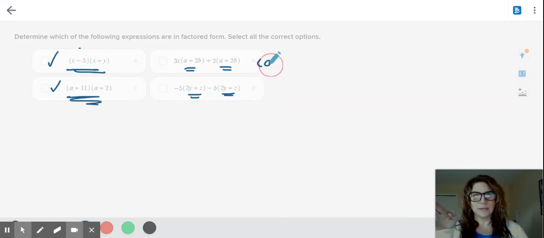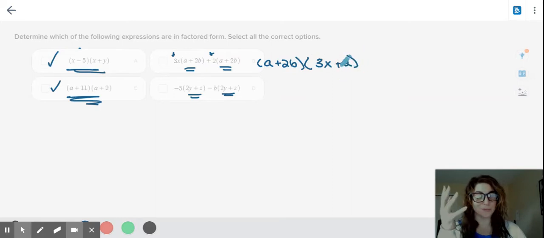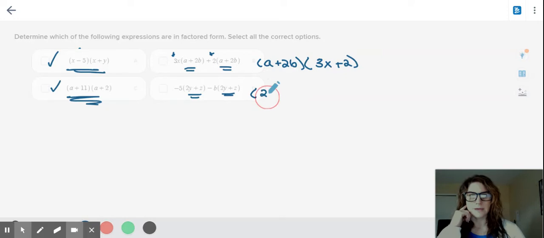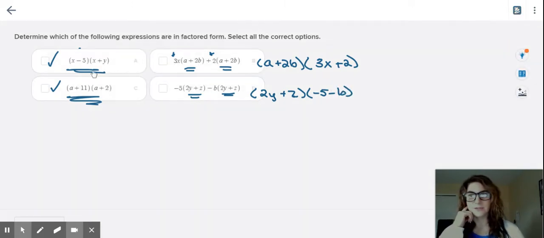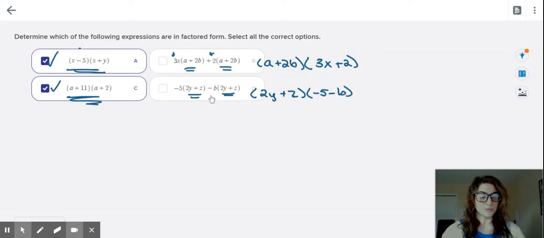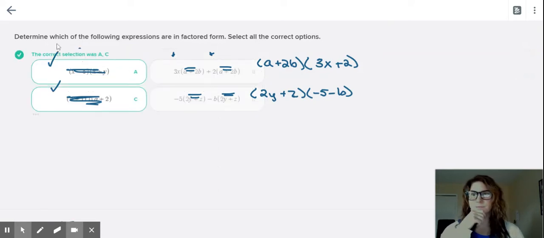And these would be a plus 2b, and then the values in front get their own grouping, 3x plus 2. So it was an almost completed grouping method. Okay, and then the last one would be this. But again, the first two were already completely factored. That's what we're looking for. So those would be our answers.